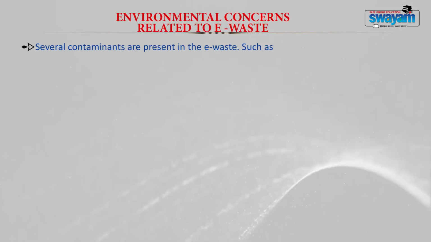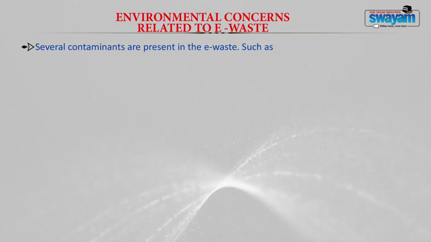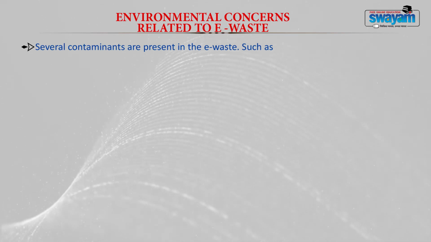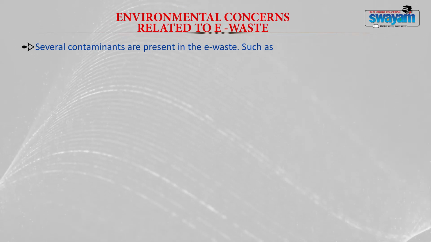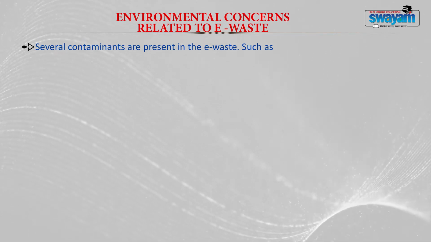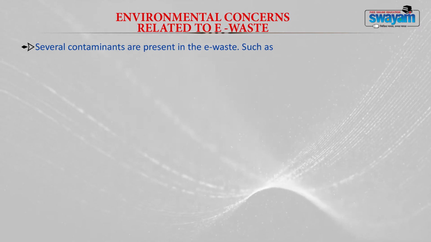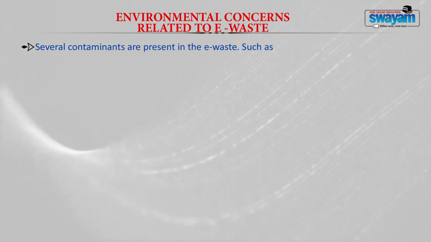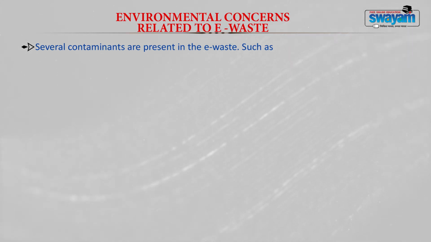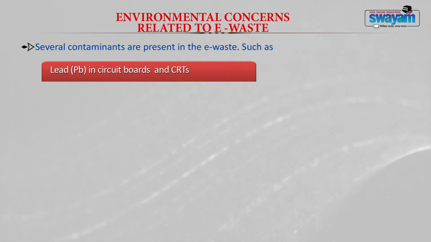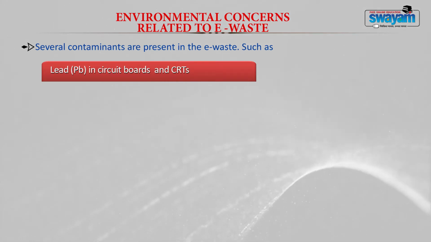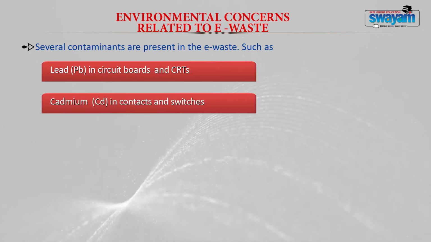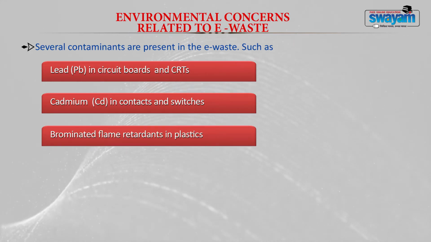Now if you look into the environmental concerns related to e-waste management, why is e-waste management essential? Because, as I told you in the introduction, e-waste creates a lot of health and environmental hazards. For example, e-waste contains a lot of metals like lead, gold, cadmium, boron, beryllium and so on. Lead is used in circuit boards and CRTs. CRTs are nothing but cathode ray tubes. Then cadmium is used in contacts and switches. Brominated flame retardants are used in plastics.